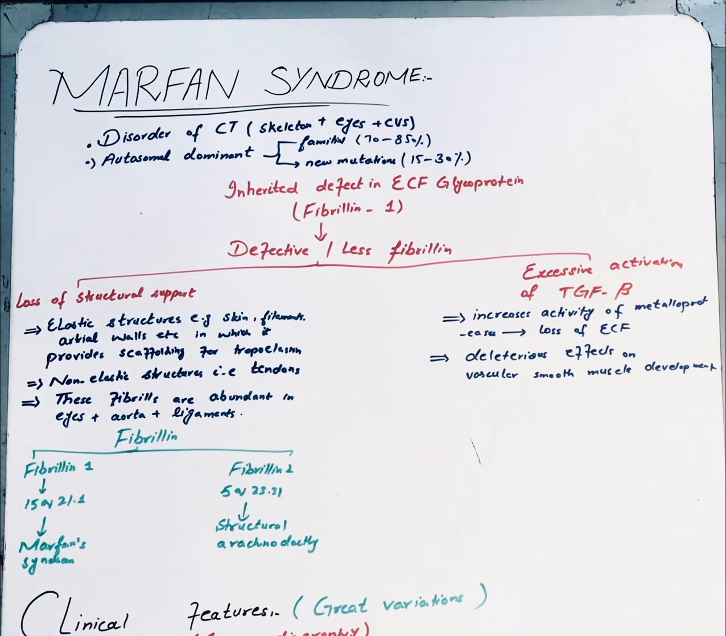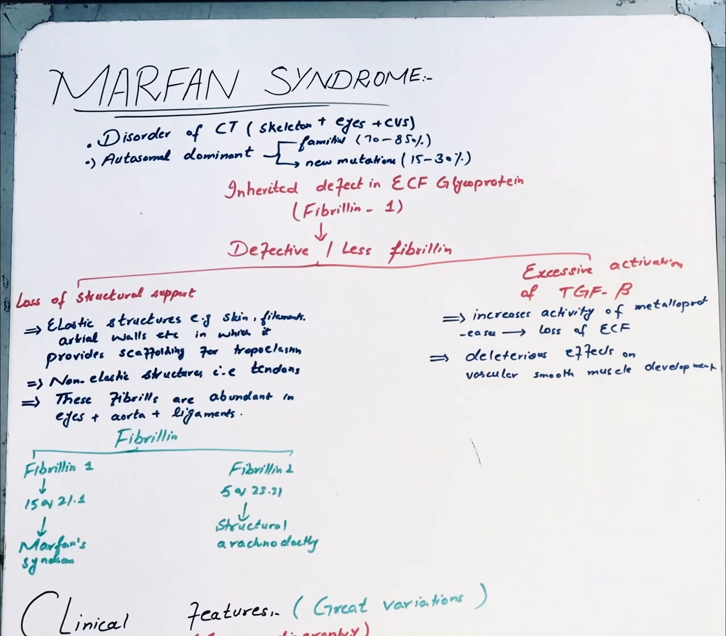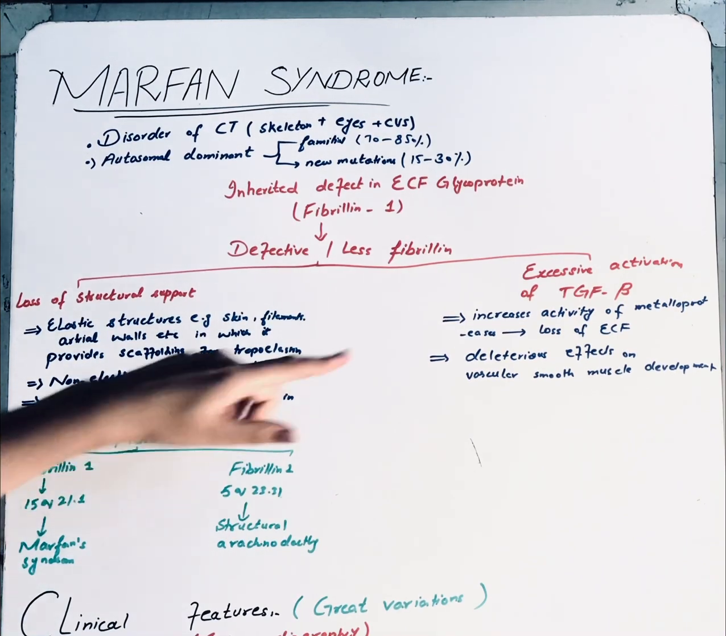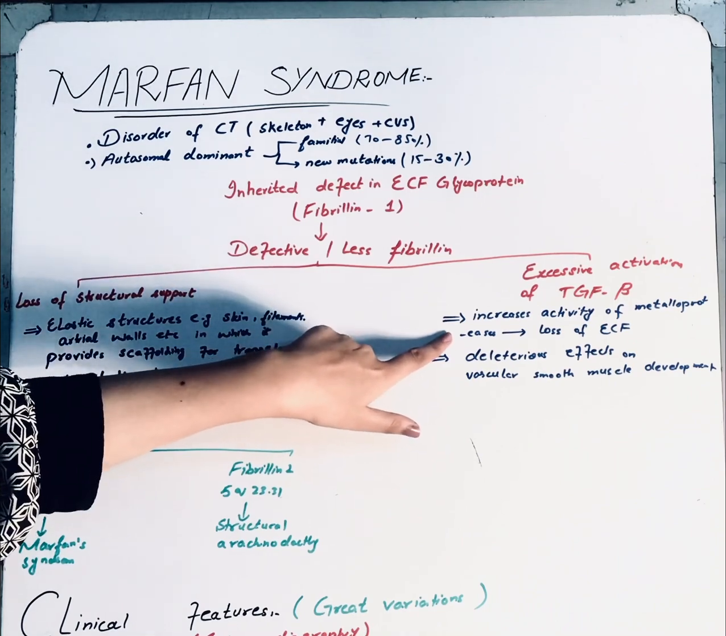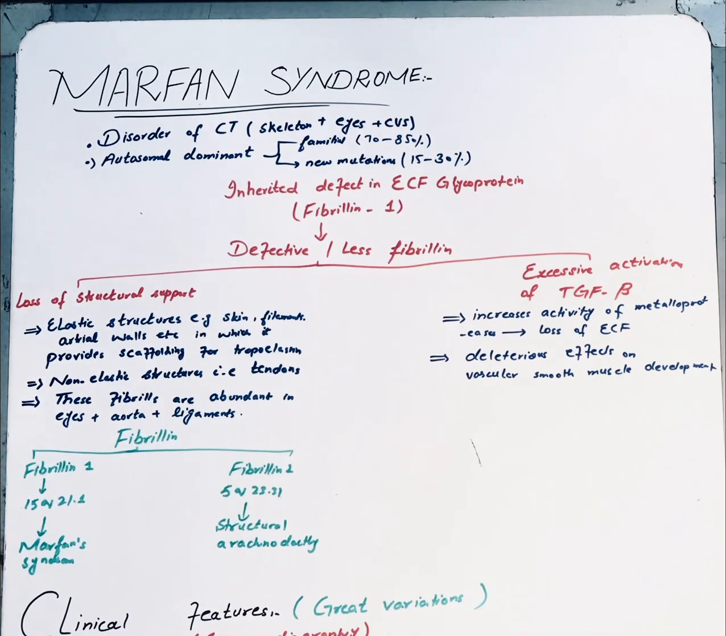The second function of fibrillin 1 is that it inhibits the excessive activation of transforming growth factor beta. This growth factor beta, if present in excess, can increase the activity of metalloproteases, and these metalloproteases will cause the loss of extracellular matrix.